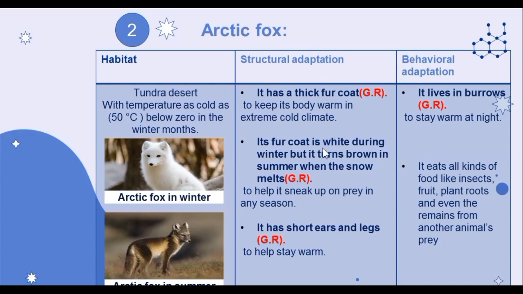Its fur coat is white during winter, but it turns brown in the summer when the snow melts. بيبقى لونه أبيض في الوينتر بس بيتحول للون البراون لما بيجي السمر والسنو بيحصل له melting بيسيح. ليه برضه؟ to help it sneak up on prey in any season، عشان يعرف يعمل sneaking up على ال preys أيا كان السيزون ده بقى winter ولا summer.